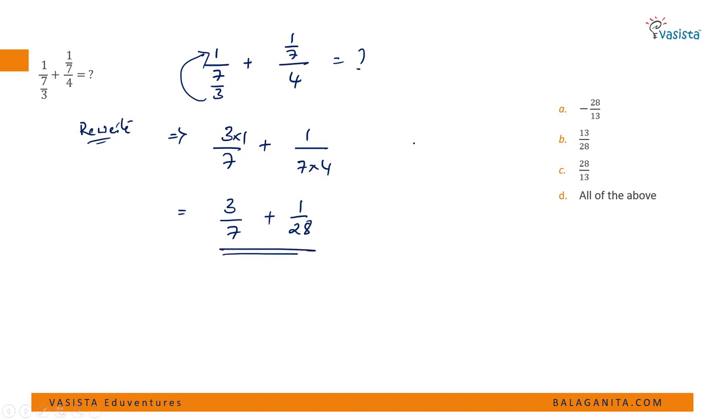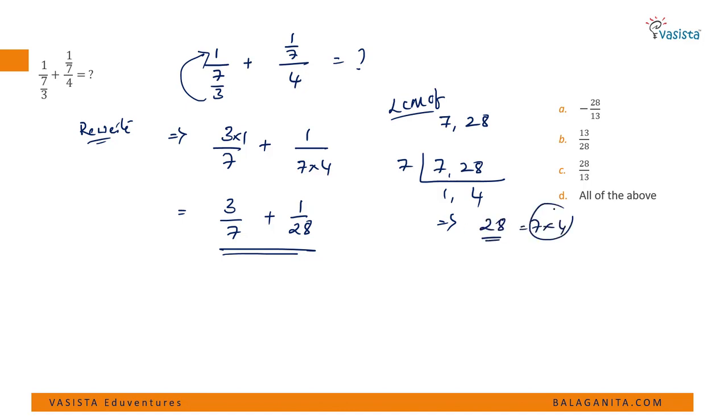Now 7 and 28, we need to find the LCM of 7 and 28. So both are multiples of 7. So 7 ones are 7, 7 fours are 28. The LCM is going to be 7 fours are 28. So this is nothing but 7 into 4. This is the LCM. 28 is going to be the LCM.